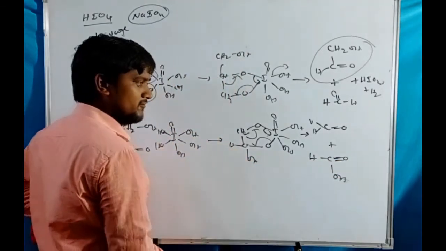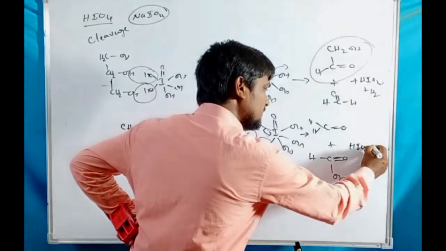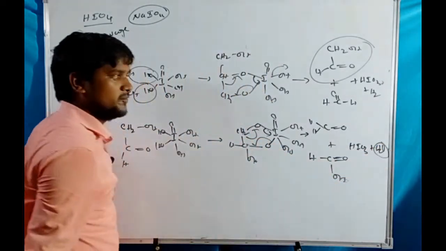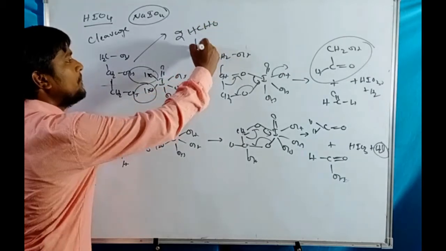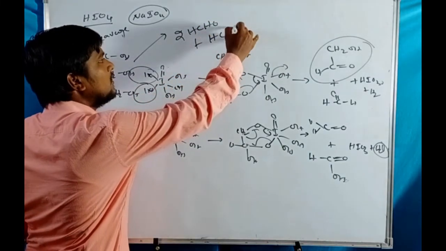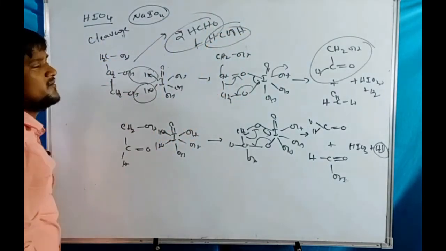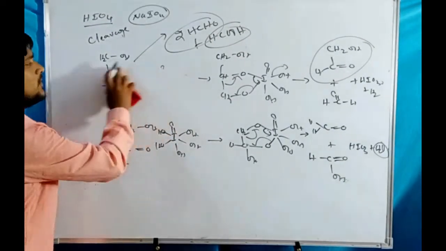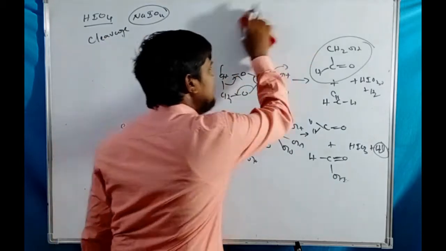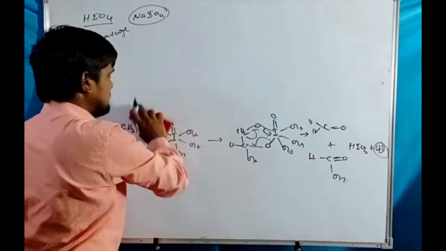That means here it forms formic acid plus HIO3 plus water. The overall product of the glycerol is 2 moles of formaldehyde plus 1 mole of formic acid. So this is the overall product. Now we conclude the overall products of these HIO4 reactions in carbohydrates.